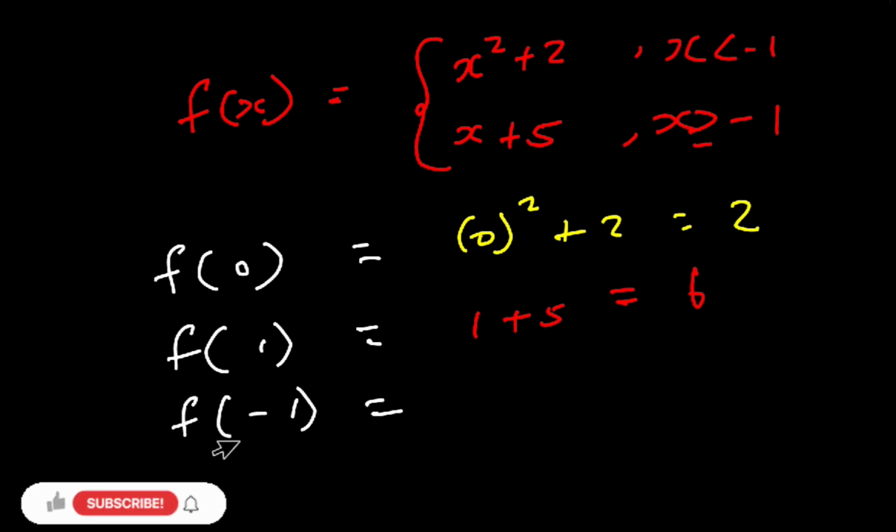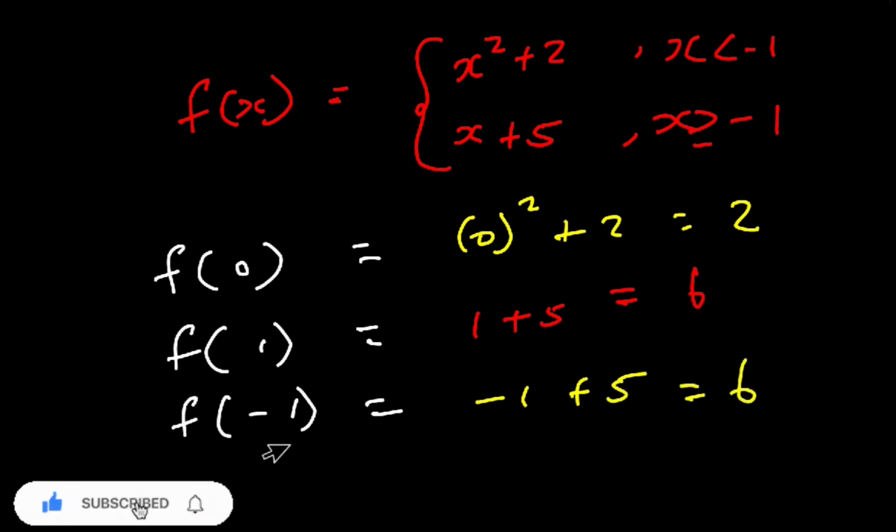What of f of negative 1? So negative 1 falls within this range. Here x is greater than or equal to negative 1. So we're going to be making use of this function here, x plus 5. So let's plug in negative 1 into x plus 5. So we have negative 1 plus 5. 5 minus 1 is equal to 6.